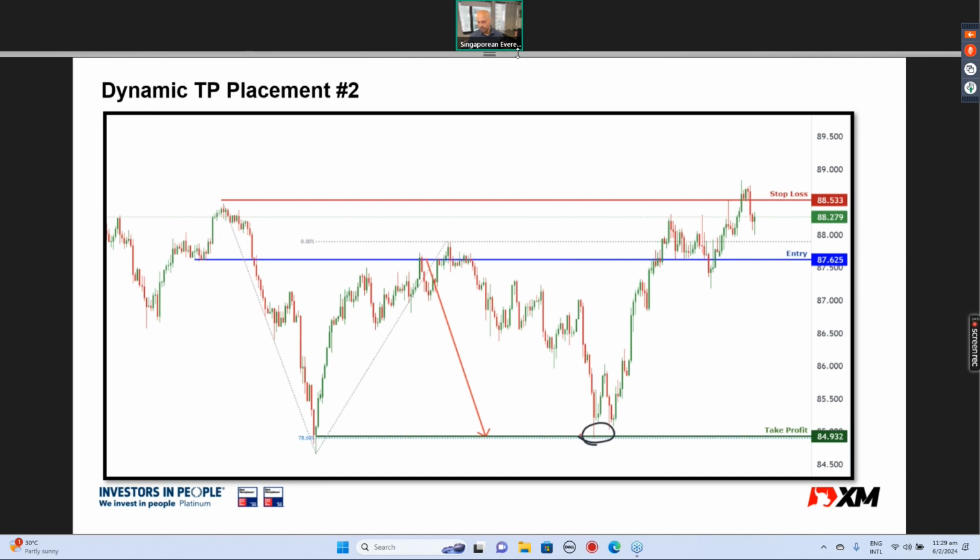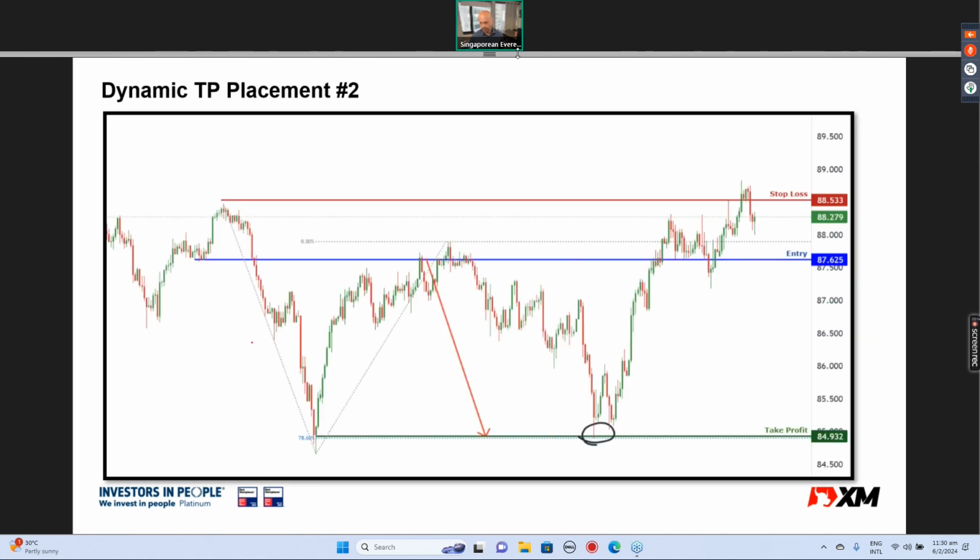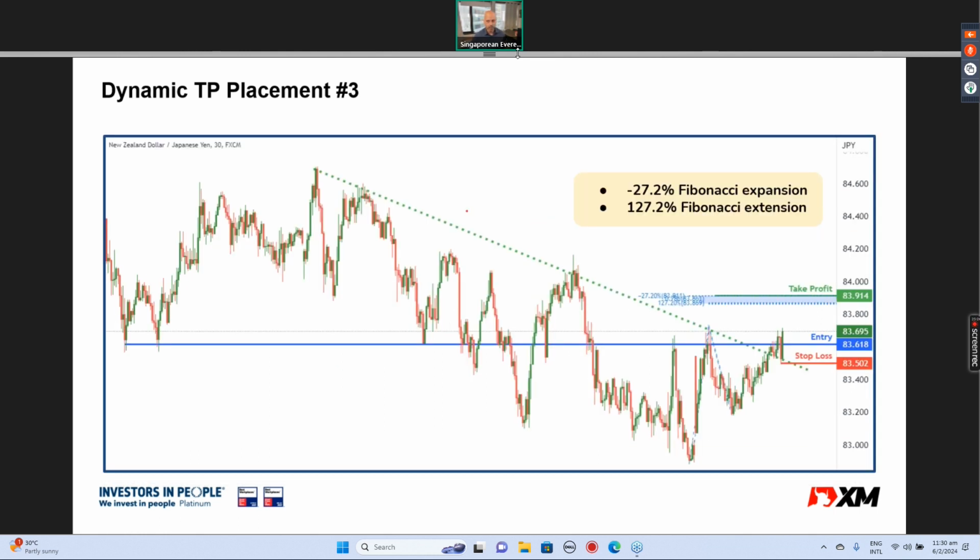All right, so here we can see this is the same thing. Price bounces off the 78.6% and proceeds to return all the way to the entry, not only to the entry, but going all the way towards the stop loss as well. All right, here in this example, we're going to be looking at using a dynamic TP placement for the long side, right? This was for the short entry. We are using a dynamic TP placement for the short entry. Now we're going to look at an example for the long entry.